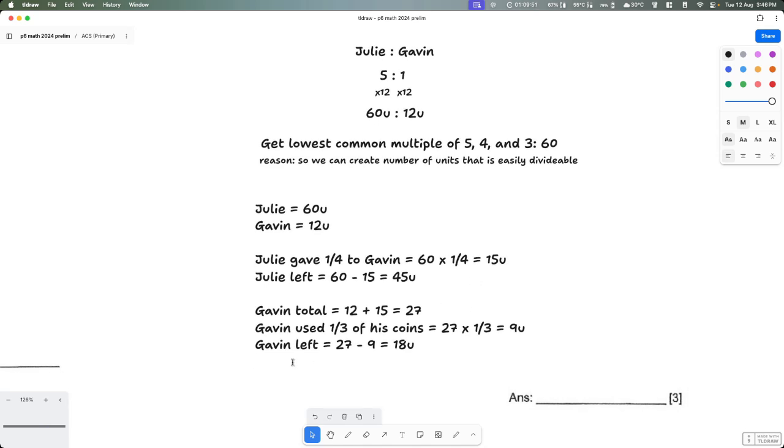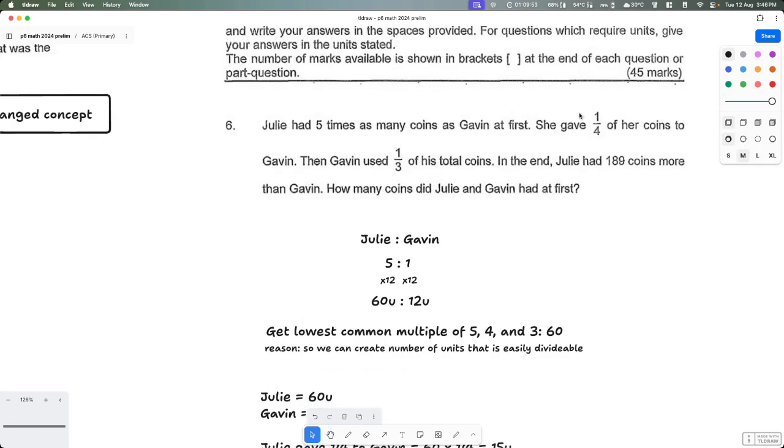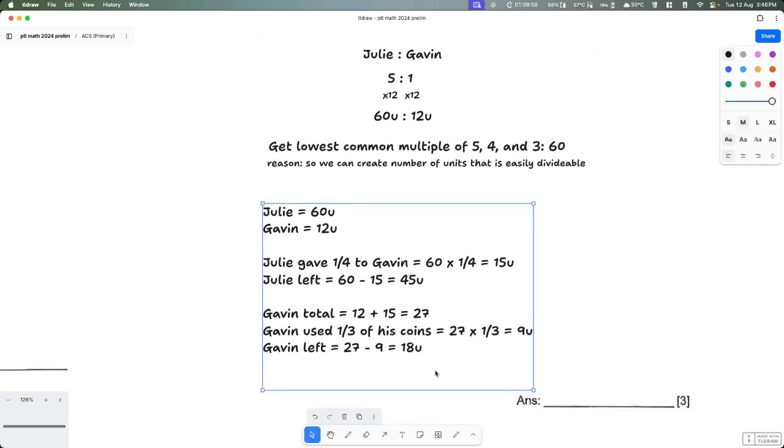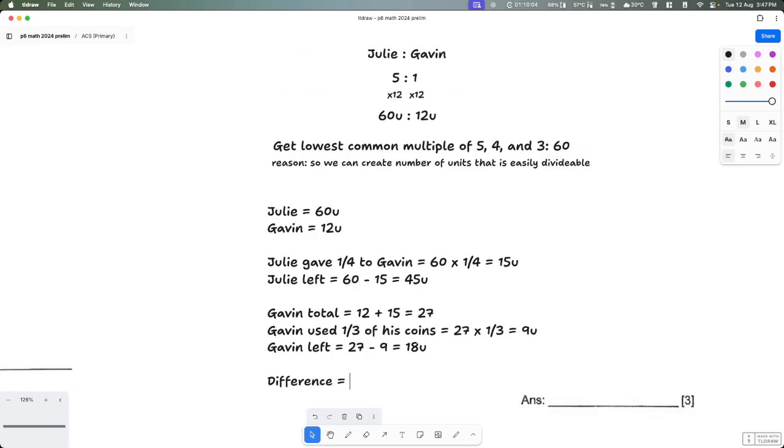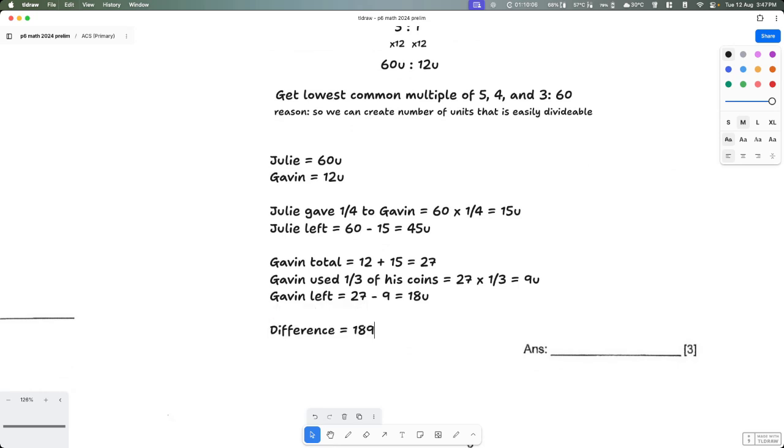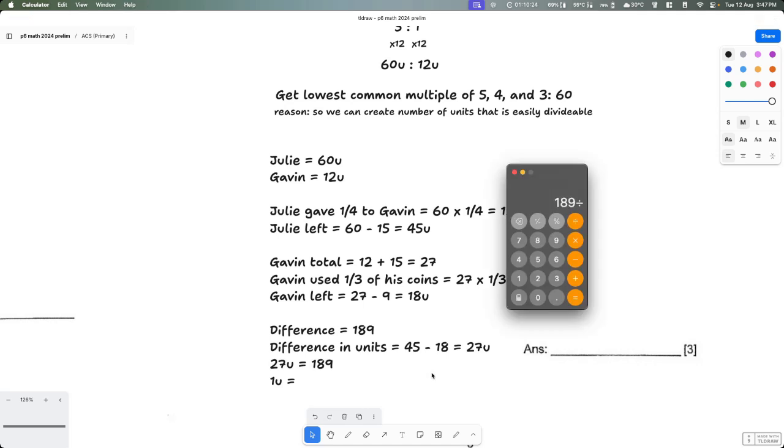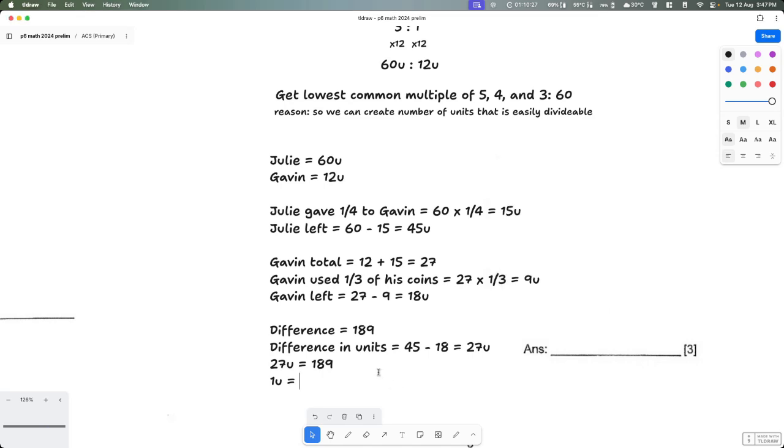Okay, so from here, we know Gavin left, we know Julie left. In the end, Julie had 189 more coins than Gavin. So the difference is equal to 189, and the difference in units is 45 minus 18, and this will give us 27 units. So 27 units is equal to 189. So 1 unit is equal to 189 divided by 27. This will give us 7.